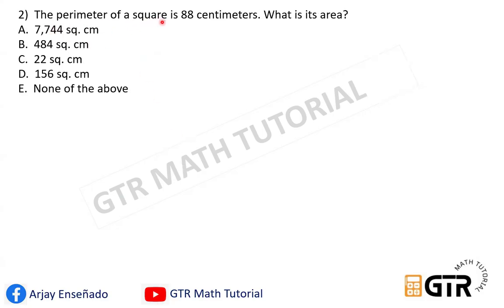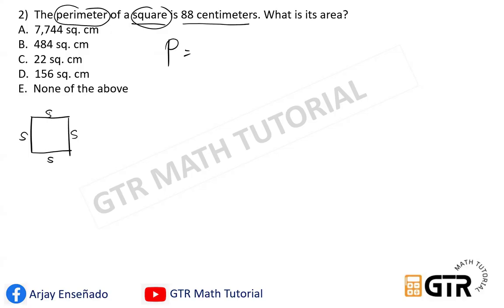Okay, so next, number 2. The perimeter of a square is 88 centimeters. What is its area? Okay, so given the perimeter of a square is 88 centimeters. So what is the formula for perimeter of square? Perimeter is the total length of the sides, the total distance around a polygon. Since our figure is a square, we have 4 congruent sides. So if one side is S, therefore the other sides are also S. So the perimeter is equal to 4S. Okay? So the question is, what is its area?